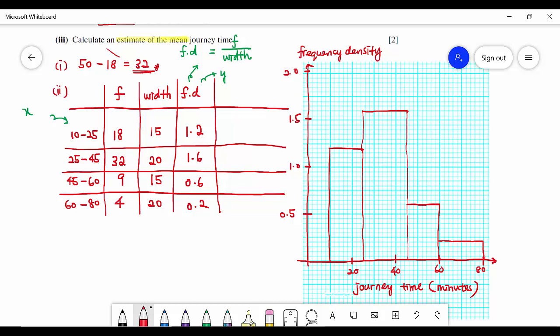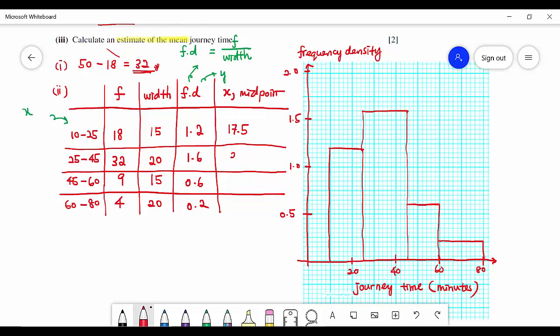They want you to calculate the mean value for the journey time. To calculate the mean value, generally you need the x. So I will create another column with the x, which is the midpoint of the class interval. To get the midpoint, you take 10 plus 25 and divide it by 2. Sorry, I made a mistake here. 10 plus 25 divided by 2 should be 17.5.